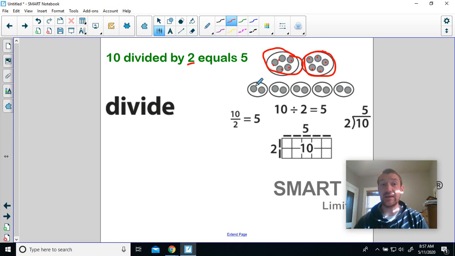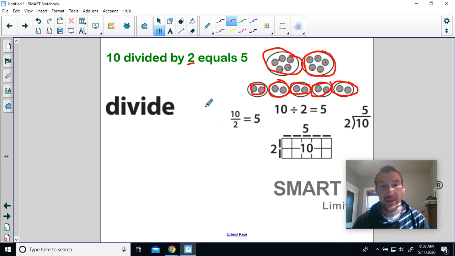Or you could think about it like this. If I have 10 cookies and I'm going to put them into groups of 2, okay, I'm going to give out 2 cookies as many times as I can, all right? How many times can I give out 2 cookies? 1, 2, 3, 4, 5. Okay, so 2 different ways to think about division. Either splitting it into equal groups or how many times could I put one number into another. In this case, how many 2s could I put into 10?